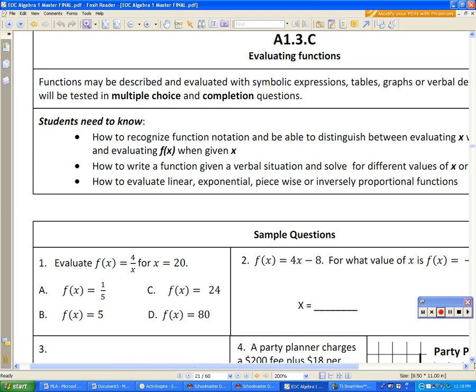Okay, then it looks like the next thing is the beginning of a new section, so I'm going to cut it right there, okay?